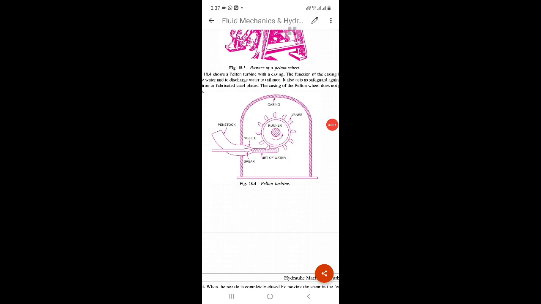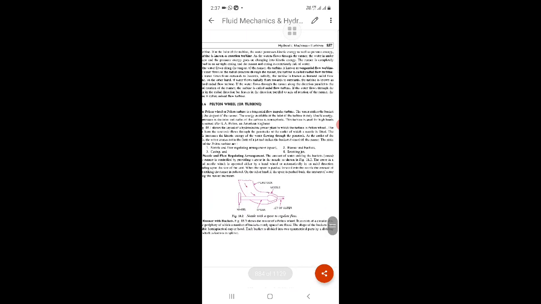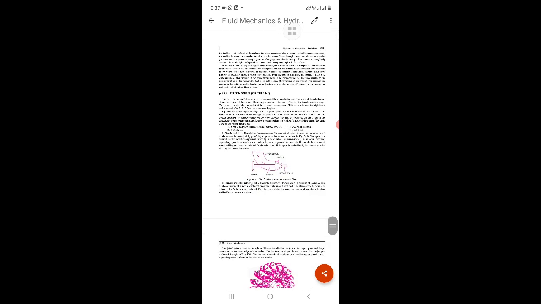So now we will see the main parts one by one. The figure shows the layout of a hydroelectric power plant with a Pelton wheel. In this, the water comes out from the reservoir through the penstock, at the outlet of which the nozzle is fitted. The nozzle increases kinetic energy and decreases pressure energy. Water flowing through the nozzle comes out as a jet and strikes the buckets.